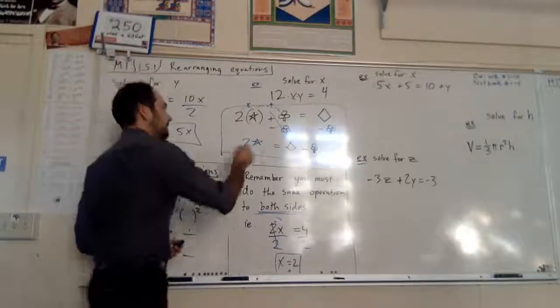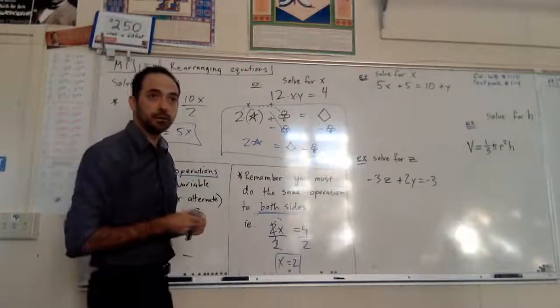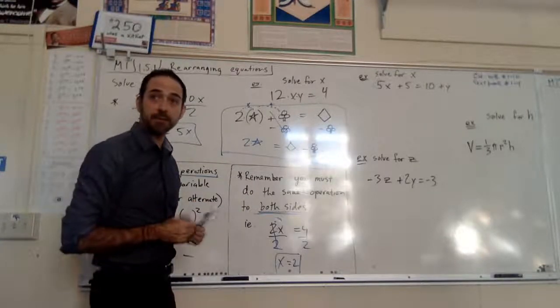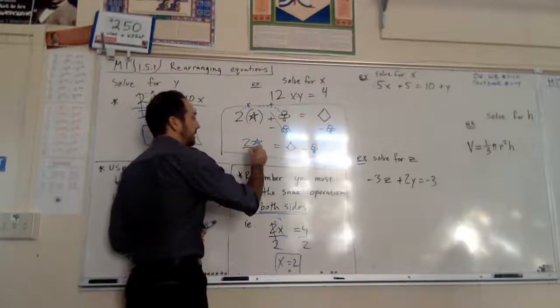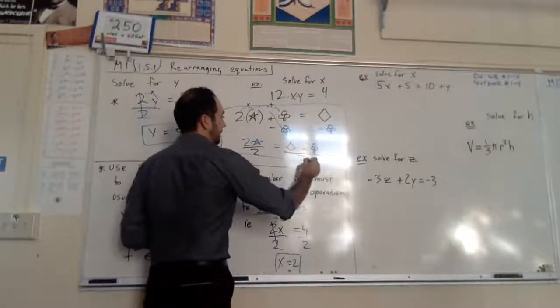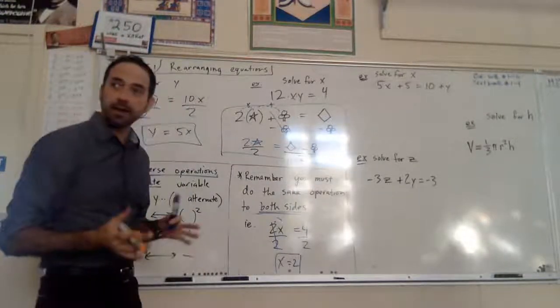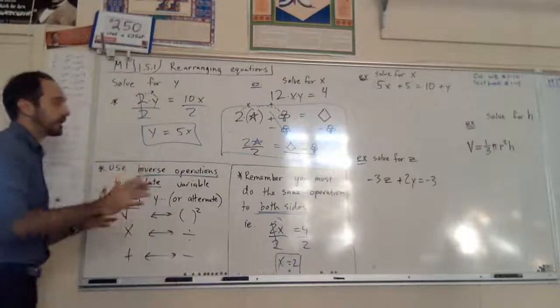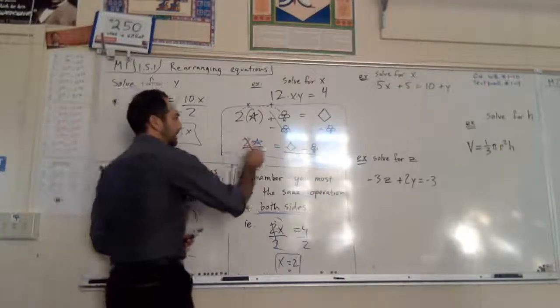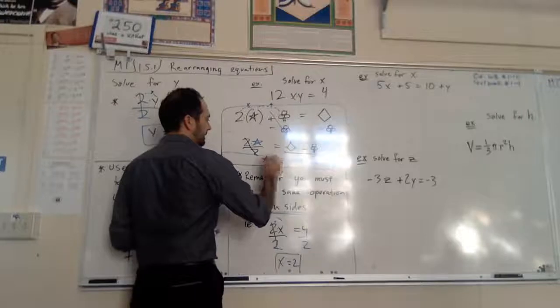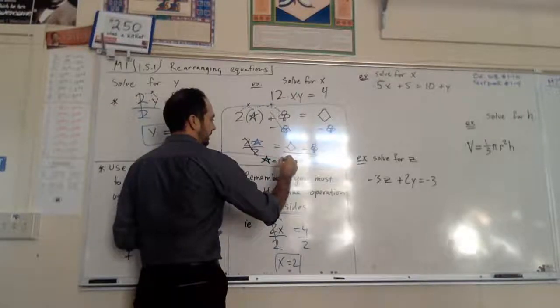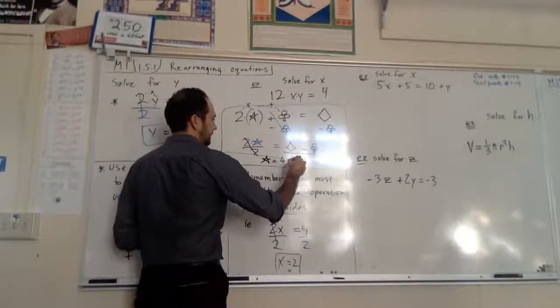What's the last step though? Because we have 2 times star. So what should we do? 2 times star, instead divide by 2. Everything divide by 2. I've divided the entire left side by 2, the entire right side by 2. So I'm going to end up with star is equal to diamond minus clover, all divided by 2.